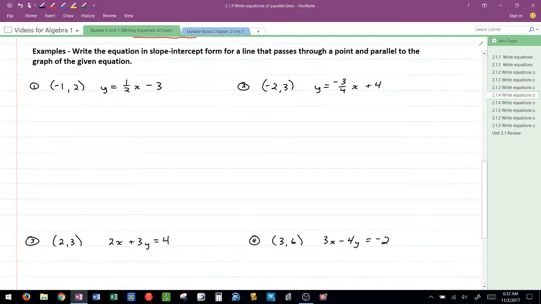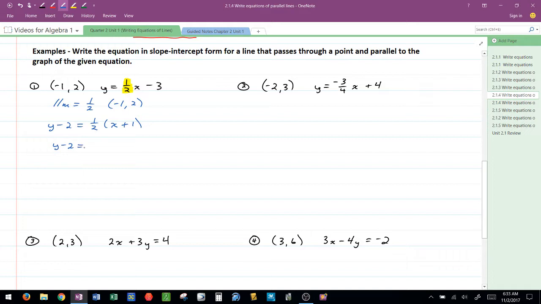Write the equation in slope-intercept form. First thing I'm going to do is I recognize right away in the given equation 1/2 is my slope. I'm going to take that information and I know that that means that the parallel slope is going to be 1/2. I know it has to pass through the point -1, 2. I go to point-slope. y minus 2 equals 1/2 times x minus -1, which would be x plus 1. Now the equation is in point-slope. Change it to slope-intercept, two steps.